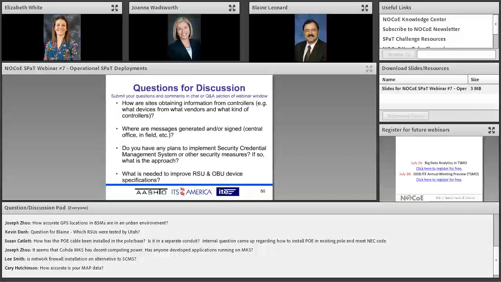But if you need better accuracy than that, there are tools that you can use to augment the accuracy, correction messages you can send. I believe the folks at Caltrans have implemented that in their corridor in Palo Alto, and we've got some information in a previous webinar that talks a little bit about those position correction messages.